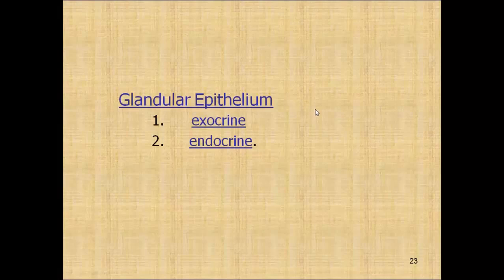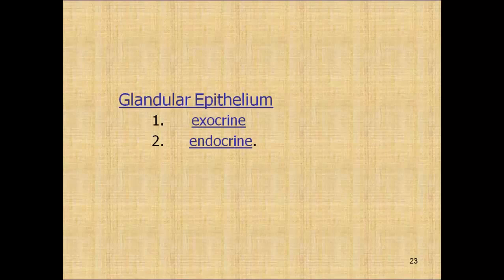There are two types of glands, exocrine and endocrine glands. Exocrine glands secrete their substance through a duct or tube. So we have sweat glands and oil glands in our skin. Both of those are exocrine glands. Those tubes go up to the surface of the skin and open up there on the surface. So the sweat and the oil go up to the surface of the skin and are released there.